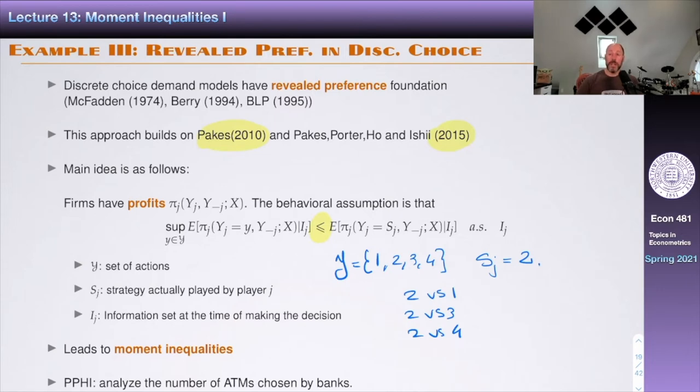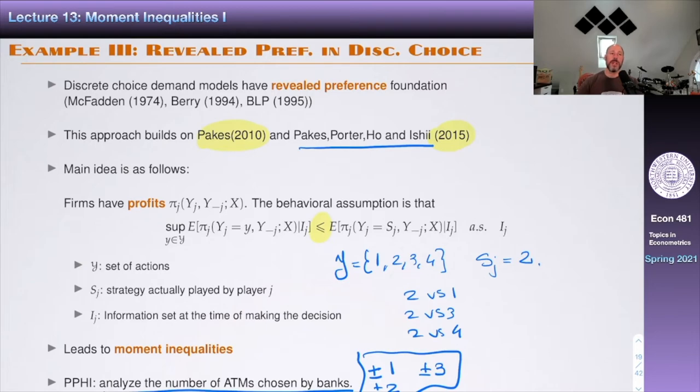But sometimes there are a lot of points. For example, in this paper, PPHI refers to the paper by Pakes, Porter, Ho, and Ishii. They analyze the number of ATMs chosen by banks. ATMs could be any number from 0 to some large number if the city is big. So in that case, considering all possible deviations from what you decide in a market is too much. Suppose you look at Bank of America and they have 23 ATMs; you're not going to do 23 versus 22 versus 24 versus 25 and so on, because it's just going to be a lot. So typically people do plus or minus one, plus or minus two, say plus or minus three from your observed choice. They just consider local deviations, and those are the inequalities that you obtain from your model.